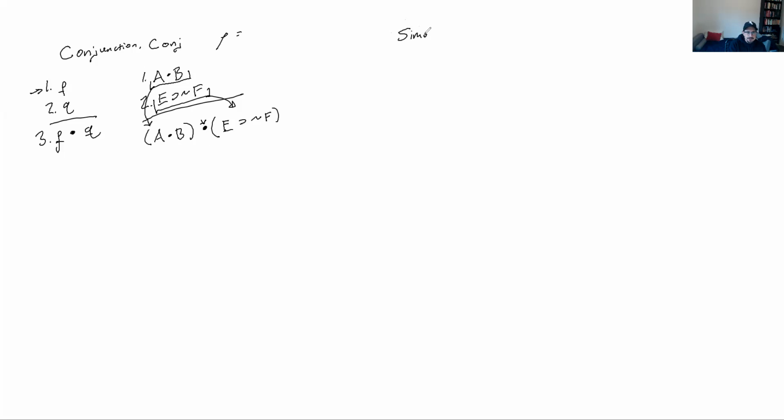Next, let's look at simplification. I actually should have started with this. Doesn't really matter, but this is how it's laid out in the book. Simplification is usually abbreviated as SIP. Simplification is quite simple. It's basically the opposite of conjunction. You start with 1 line that has a conjunction as the main operator. It must have an and as the main operator. This doesn't work with any other operator.